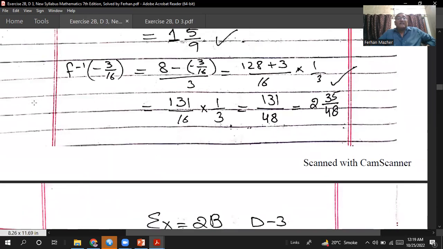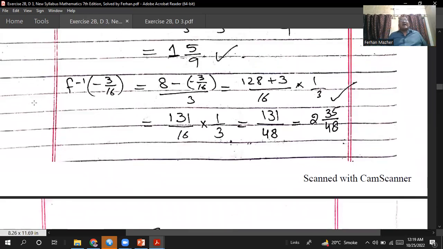Okay, the next part, that's the last part. He says f inverse of minus 3 by 16. So 8 minus bracket minus 3 by 16 bracket close, the whole thing divided by 3. That will be equal to, I will take the LCM, and that LCM will be 16.